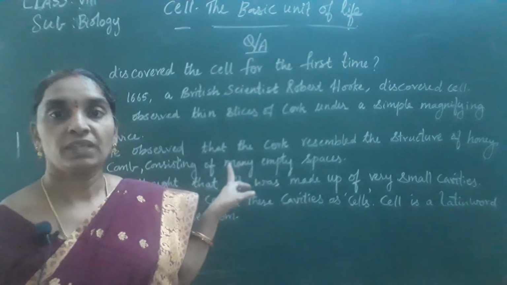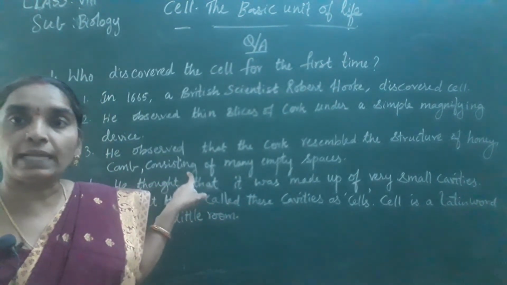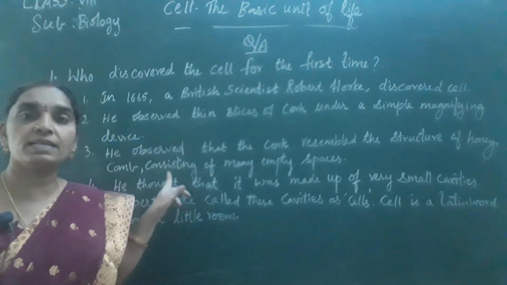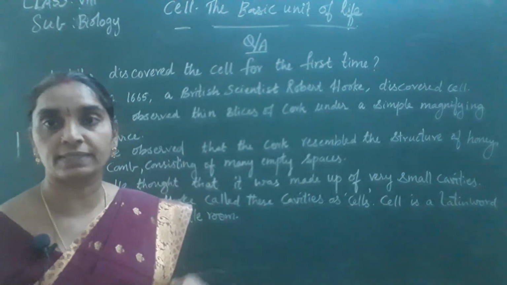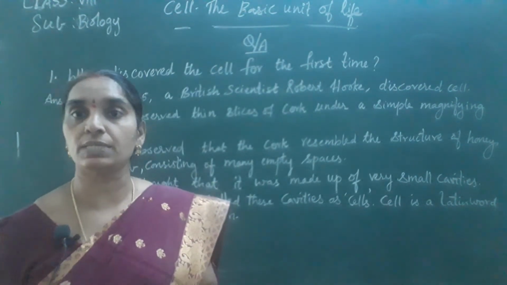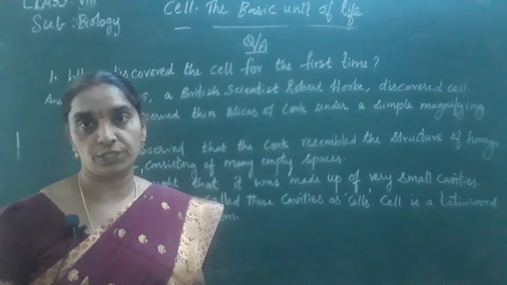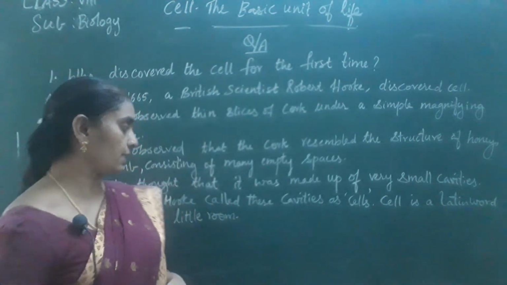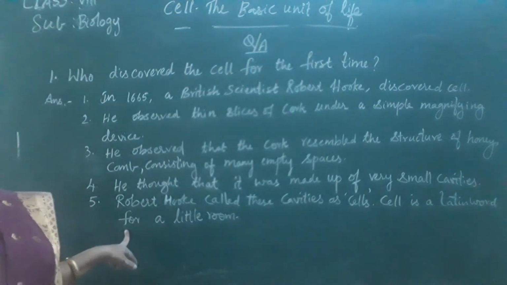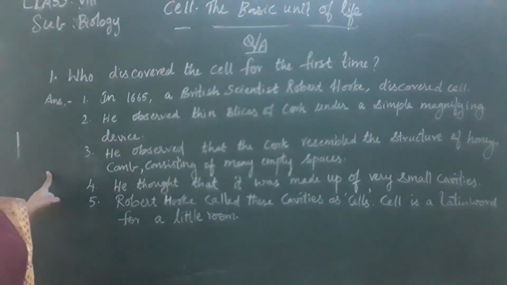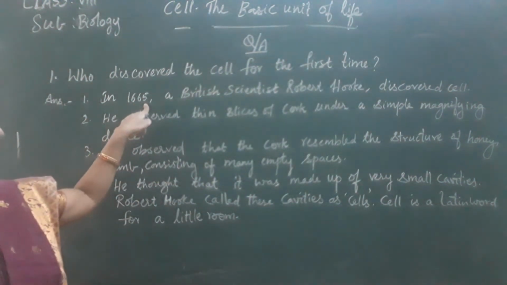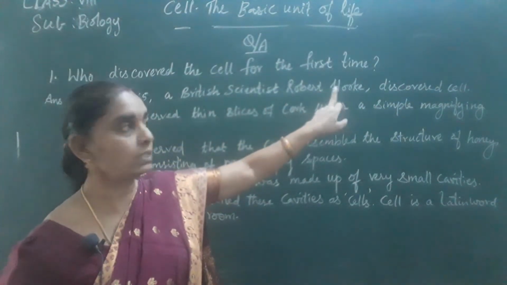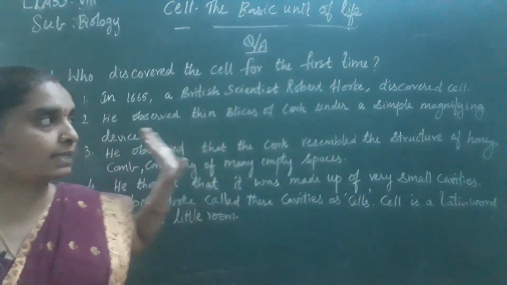He observed that it contained many empty spaces, and these empty spaces he called cavities, and these cavities were called cells by Robert Hooke. The word cell means little room in Latin. So note this down, children, in your notebooks neatly. In 1665, a British scientist Robert Hooke discovered the cell for the first time.